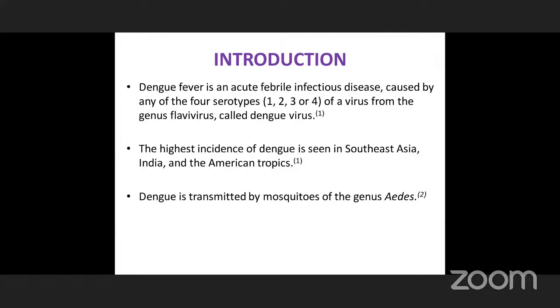Dengue fever is an acute febrile infectious disease caused by any of the four serotypes 1, 2, 3, or 4 of a virus from the genus Flavivirus called dengue virus. The highest incidence of dengue is seen in Southeast Asia, India, and American tropics. Dengue is transmitted by mosquitoes of genus Aedes.